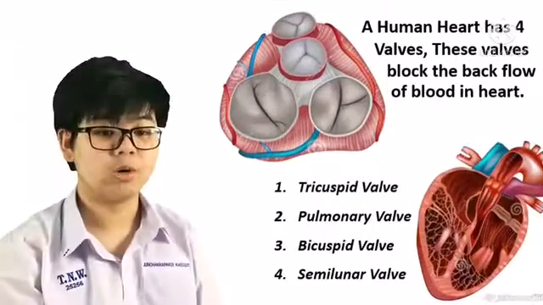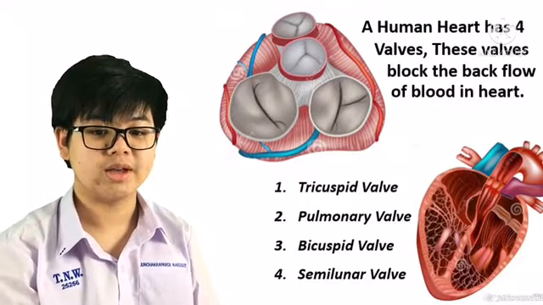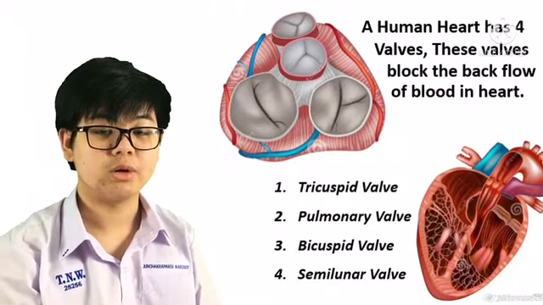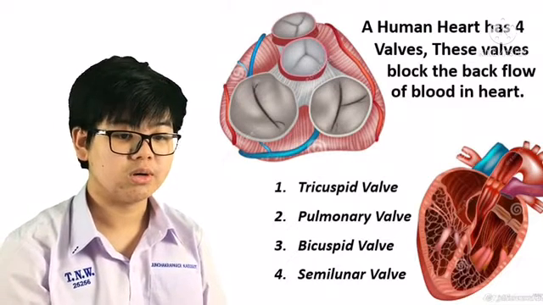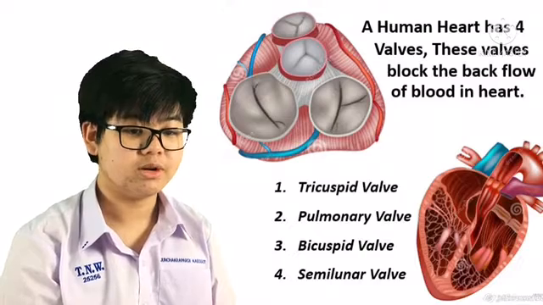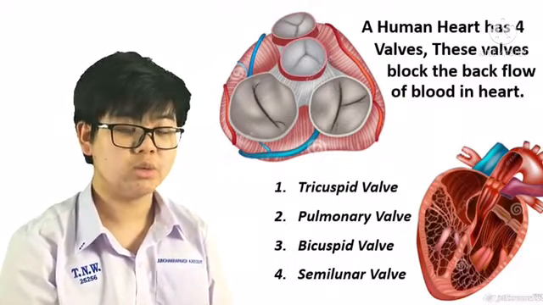The heart also has 4 valves. These valves stop the backflow of blood and keep the blood flowing in one direction. 1. Tricuspid valve. 2. Pulmonary valve. 3. Bicuspid valve. 4. Semilunar valve.